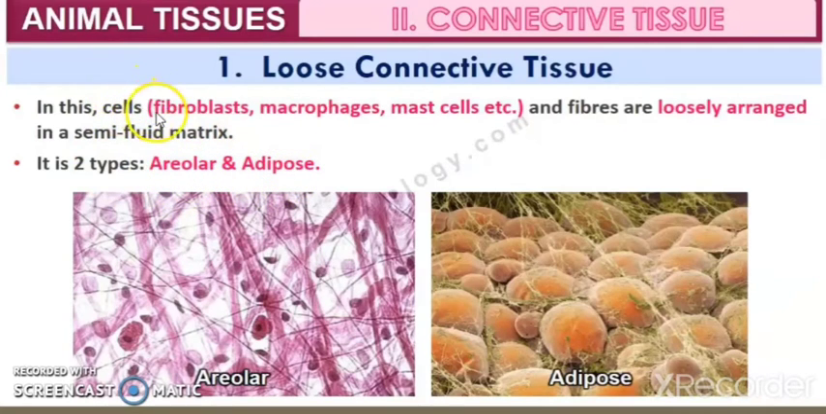So we will learn what macrophages, mast cells, etc. are, and where they are found. I hope you know what a fibroblast is. Fibroblasts produce the fibers, and macrophages and mast cells are included in this loose connective tissue. When we learn about the types of connective tissue, you will understand it. So it is areolar and adipose.